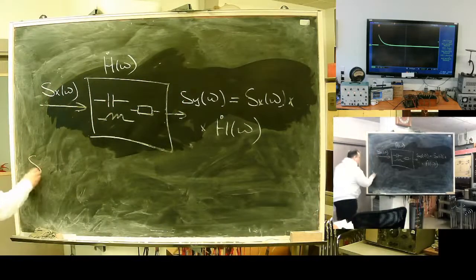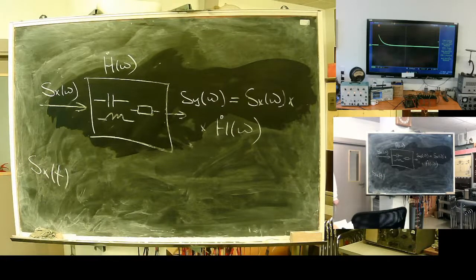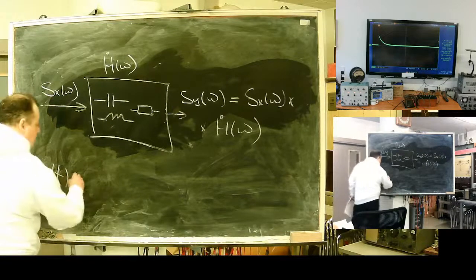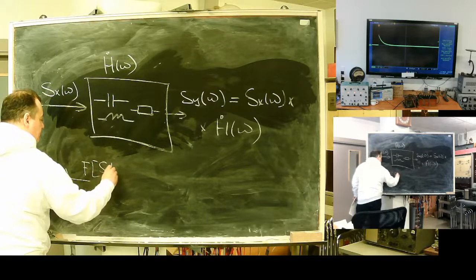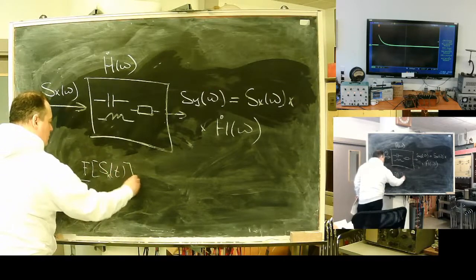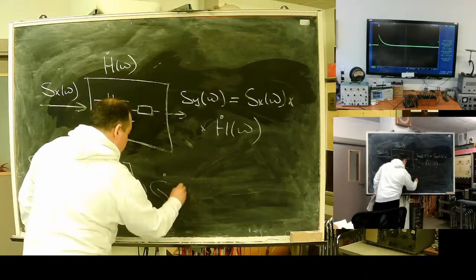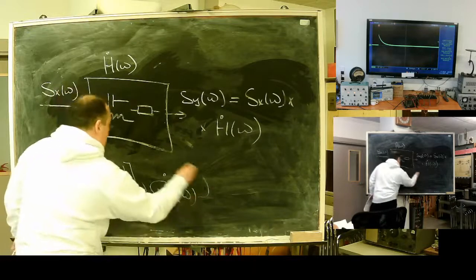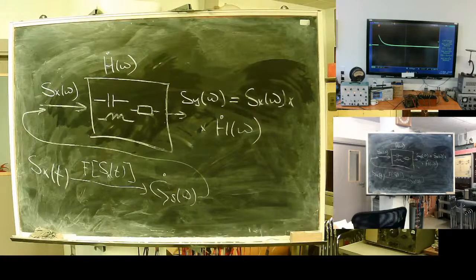So, if I have something like an original time pulse, and I can use Fourier transform to create a spectral function, it's okay to use a spectral function as an input. As an output, the output will be a spectral function too.